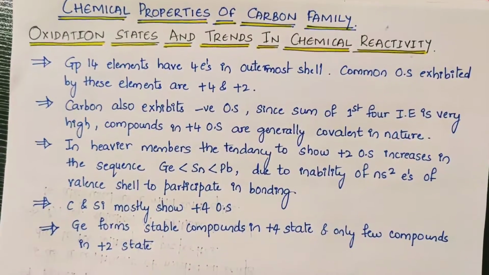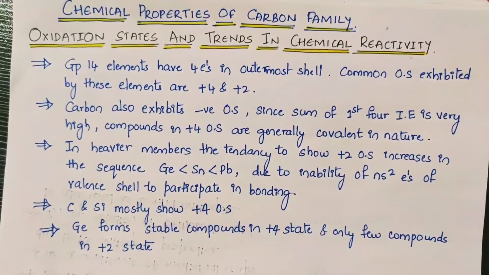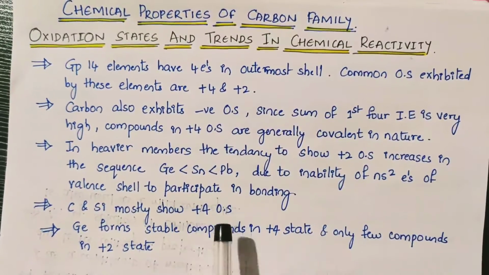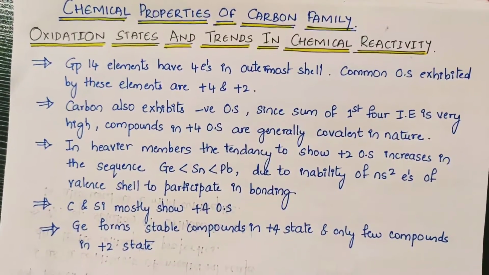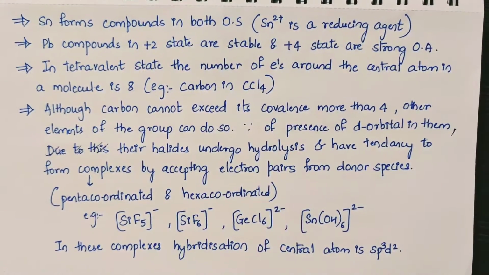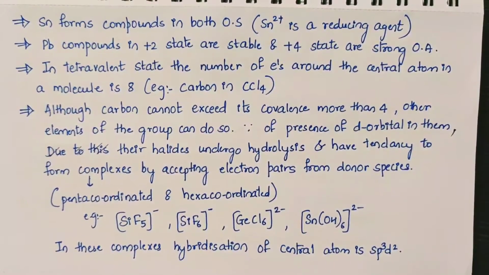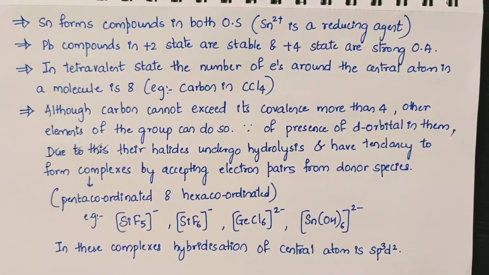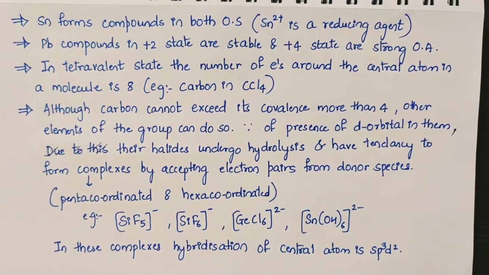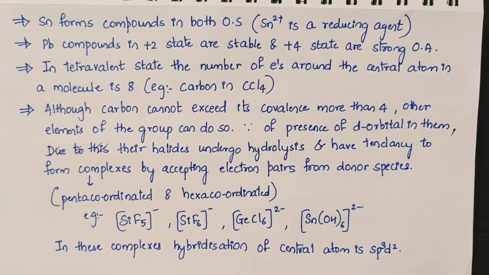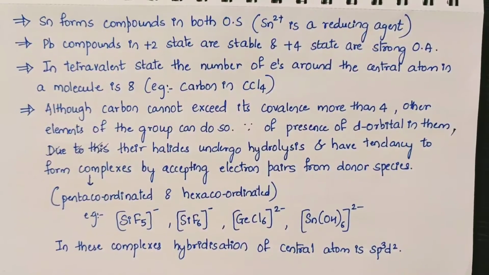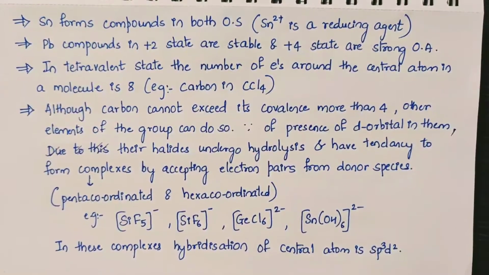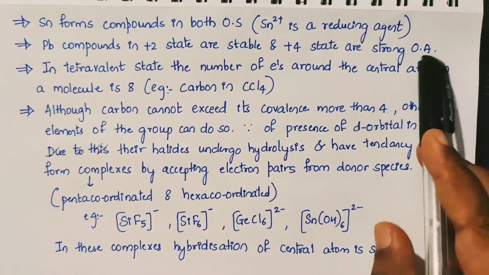Now germanium forms stable compounds in the +4 state and only a few compounds in the +2 state. Carbon and silicon mostly show the +4 oxidation state. Tin forms compounds in both oxidation states; that's the example I've given, SnCl2 and SnCl4, where tin has both +2 and +4 oxidation states. Sn in the +2 oxidation state is a good reducing agent. Lead compounds in the +2 oxidation state are stable, and in the +4 oxidation state they act as strong oxidizing agents.